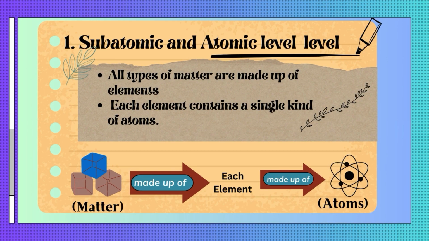First we will discuss the subatomic and atomic level in detail. All types of matter are made up of elements. Each element contains a single kind of atoms. Below diagram shows that matter is made up of elements and each element is made up of atoms.